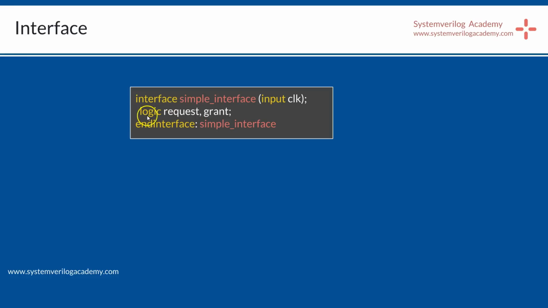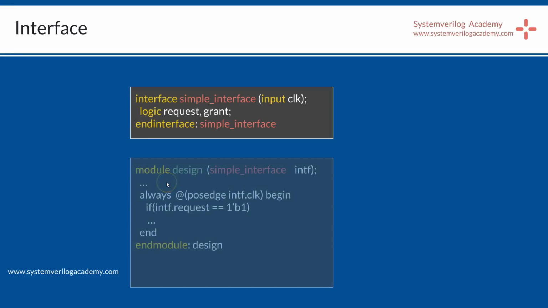This is how you use the interface within a module. Instead of listing individual signals in the port list of the module, the interface name is given. Here, simple_interface is the name of the interface that you have given while it is defined, and intf is its instance within the module named design. Now you can access the individual signals in the interface like intf.clk, intf.request, etc.